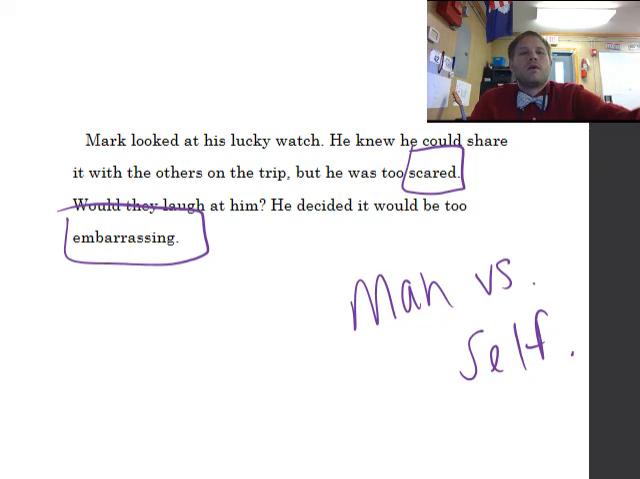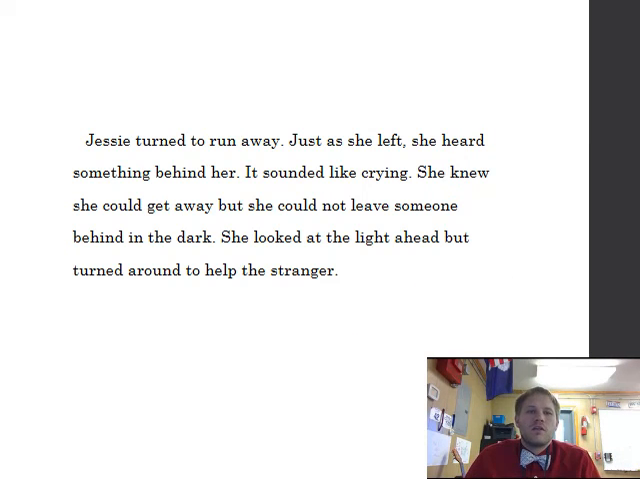Let's look at one more. Jessie turned to run away. Just as she left, she heard something behind her. It sounded like crying. She knew she could get away, but she could not leave someone behind in the dark. She looked at the light ahead, but turned around to help the stranger.